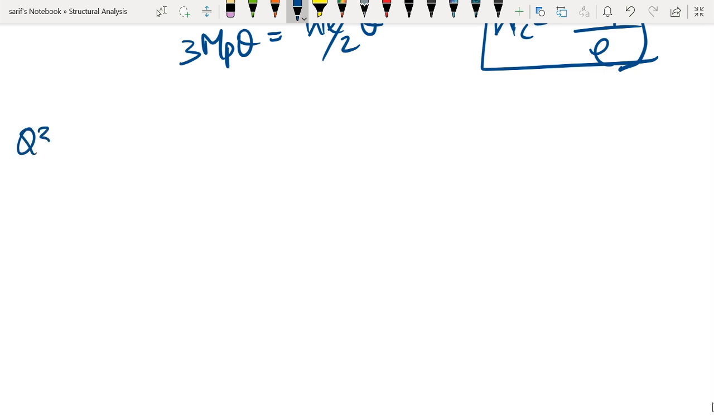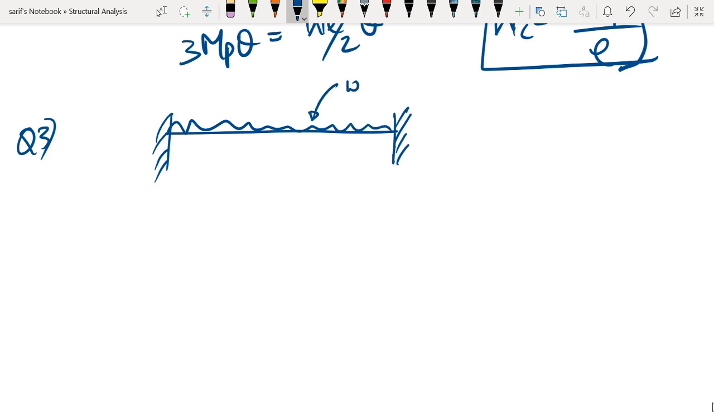So this time we are going to take up a fixed beam subjected to a UDL W, which is in kilonewton per meter. Here again, first thing is we need to find the number of possible plastic hinges. There are two fixed supports, therefore there are 2 points of maximum hogging moment. So 2 points are coming from the supports.